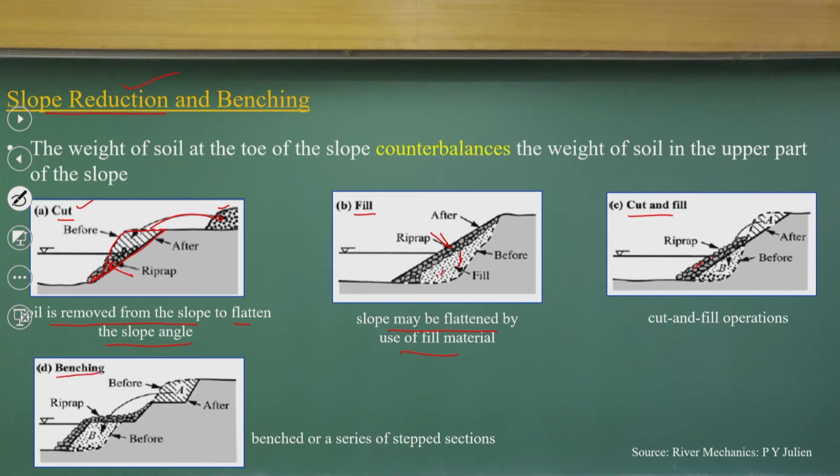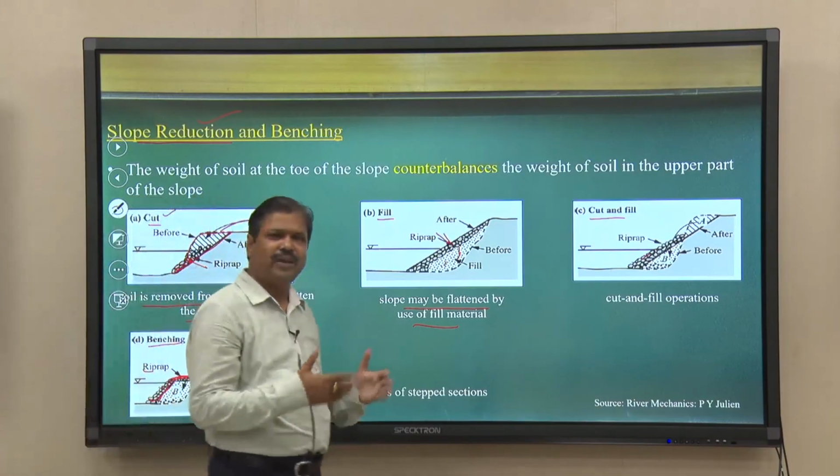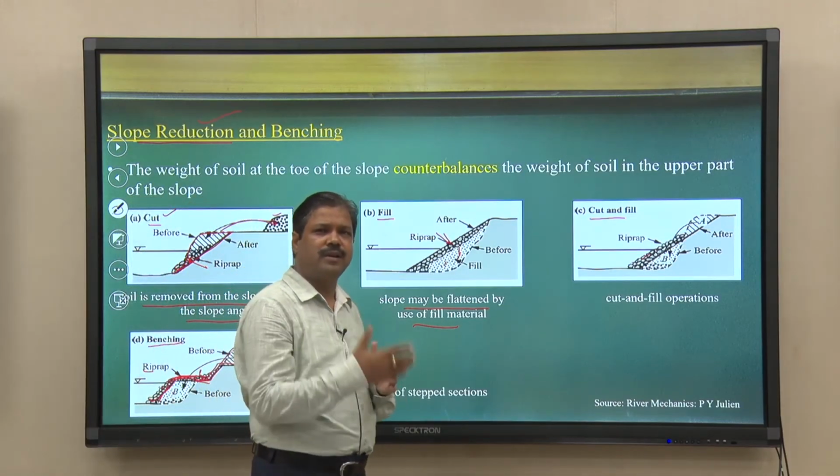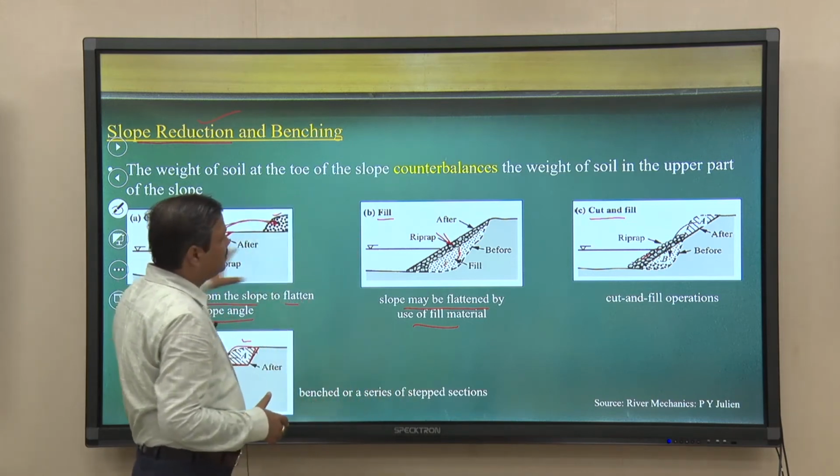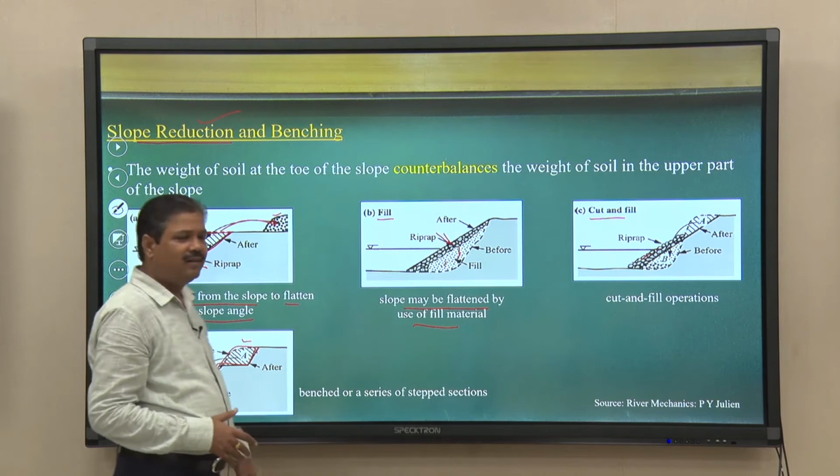Or you can have a benching process. If the river is very wide or the depth of flow is much larger, you cannot do cut and fill alone, so you can have benching. The bench will be there, with the cut and fill before and after. After that, the final shape of the river will come like this. This is the before, and you are making the after like this. Then you also have a stone riprap. This is a very basic thing we can do: slope reduction of the riverbank using cut and fill, or the benching process.